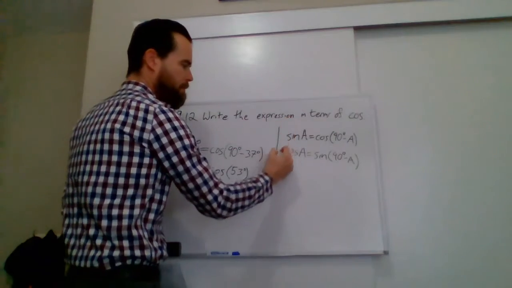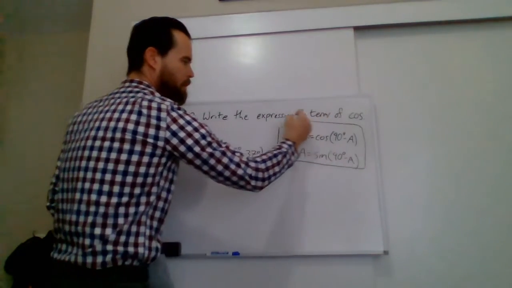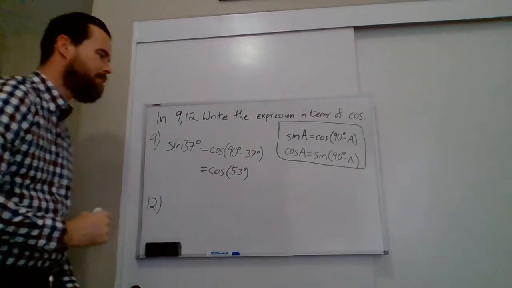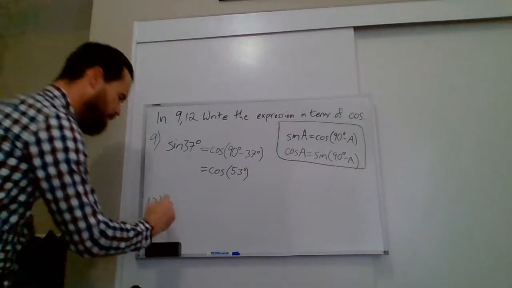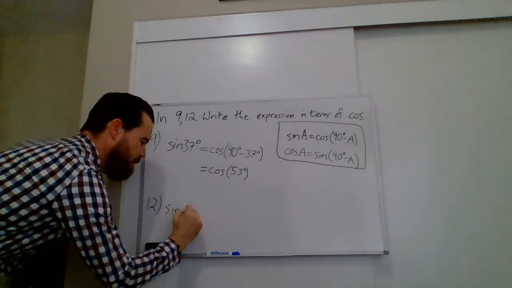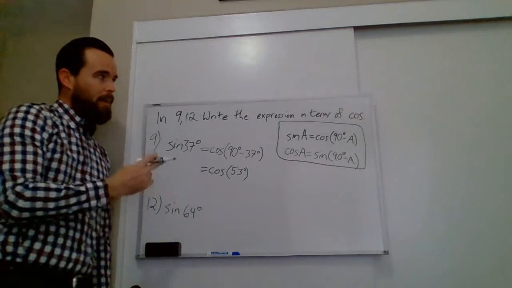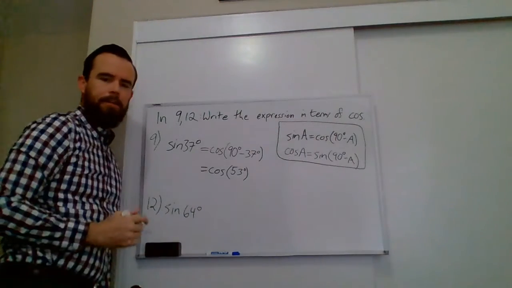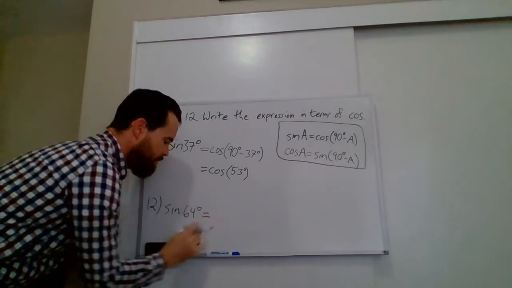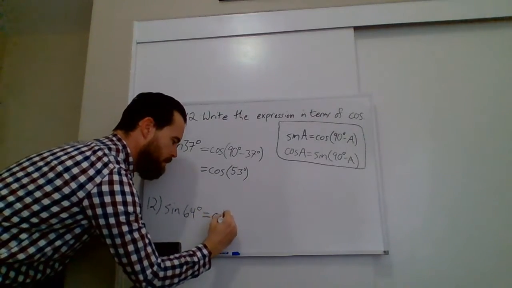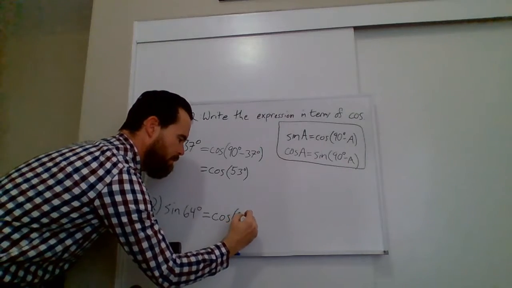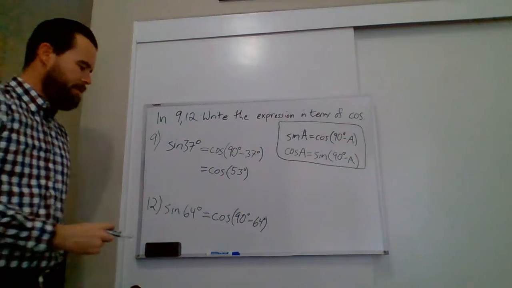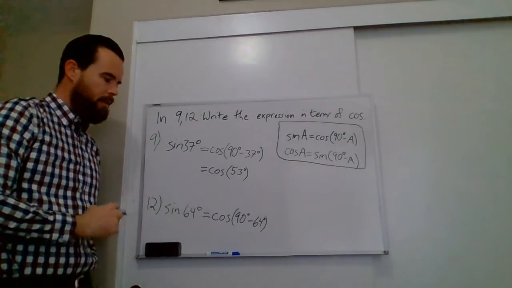So this is the property of sine and cosine of complementary angles. We're going to be using this in number 12 also. So number 12, they give us sine of 64 degrees. And again, they want us to write this in terms of cosine. So we use this same one here, and I'm just going to write on the back end of this. So we have sine of 64 degrees equals cosine of 90 degrees minus 64 degrees.